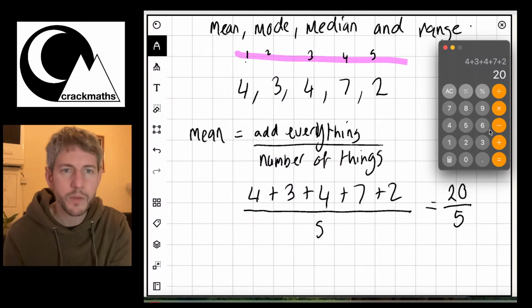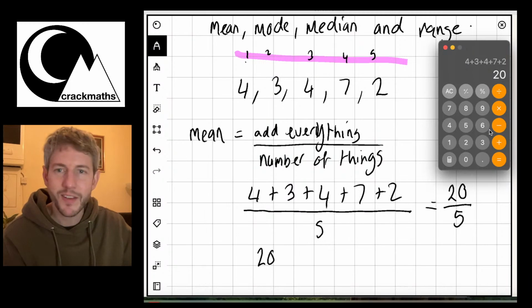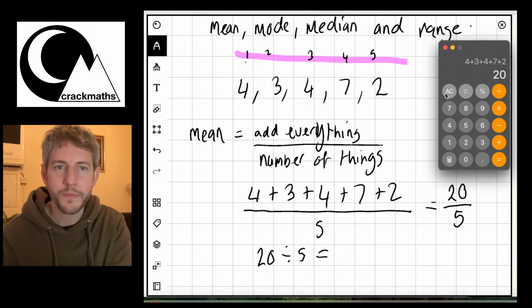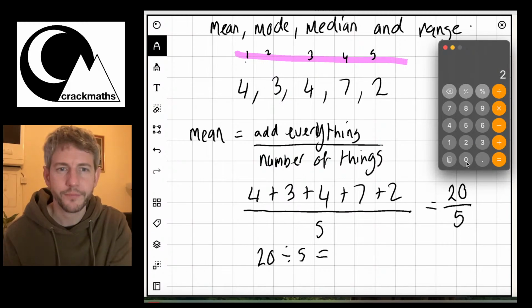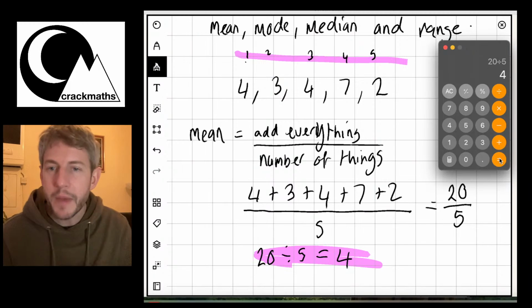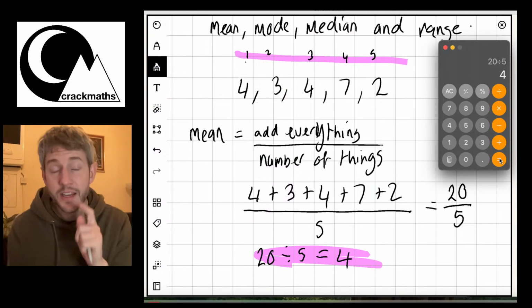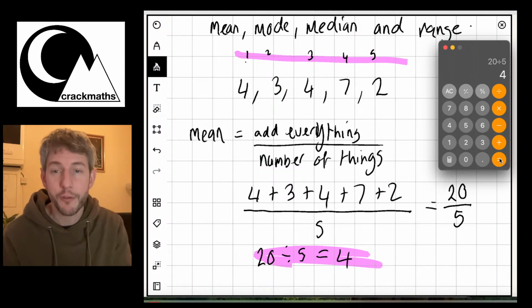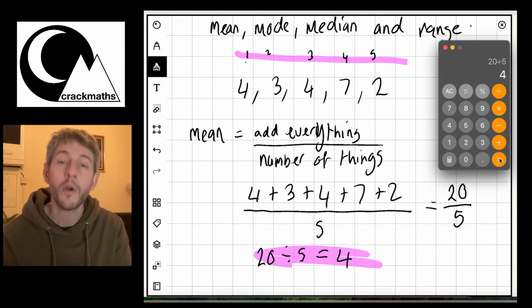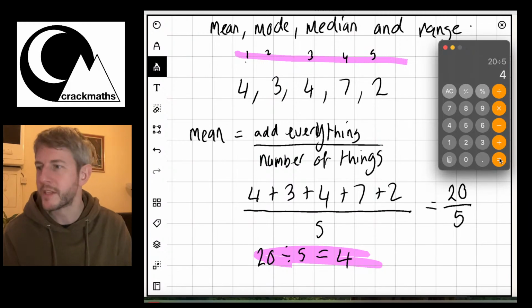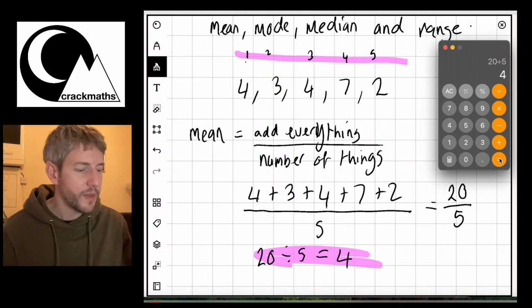So I've got the top equals 20. So I'm now going to do 20 divided by 5. And let's see what that gives us. 20 divided by 5 equals 4. Okay, right, that's great. So that is the mean. Once I've gone through the mean, mode, median and range, I'm going to quickly go through an example of mean from a frequency table, because that is the other thing that we need to know when it comes to averages for functional skills. Okay, right, so that is the mean.